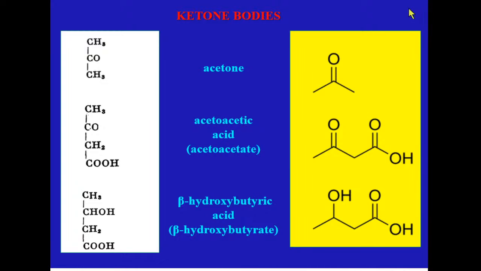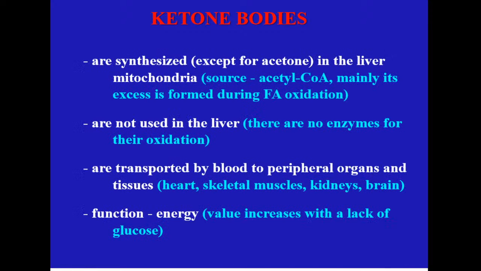Please, let's go together through the synthesis of ketone bodies. At first, let's write the basic positions that are necessary to study about ketone bodies. Ketone bodies are synthesized, except for acetone, in the liver mitochondria. Liver mitochondria, please underline this. The source for the synthesis of ketone bodies is acetyl-CoA. Mainly its excess is formed during fatty acid oxidation, but of course you know that this stage of acetyl-CoA is common for degradation of glucose, all amino acids, all other substances that can be oxidized in our body.